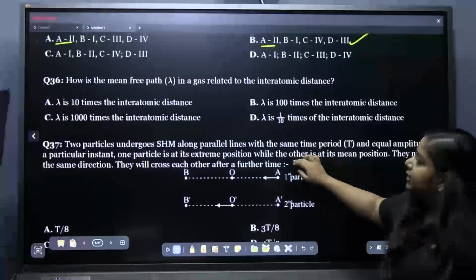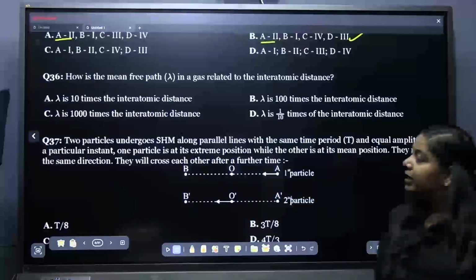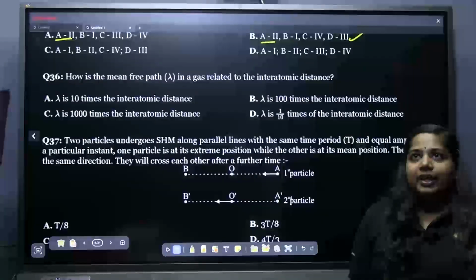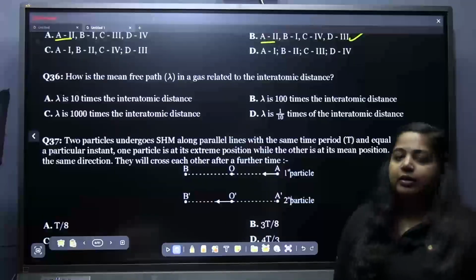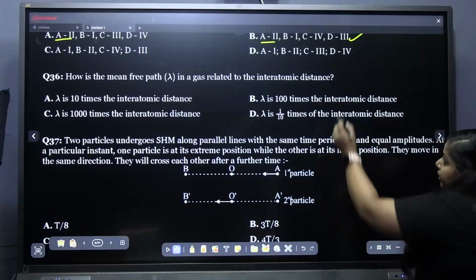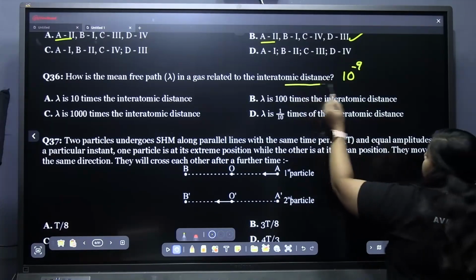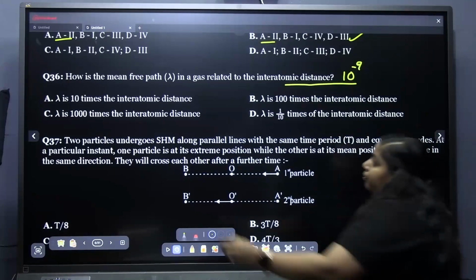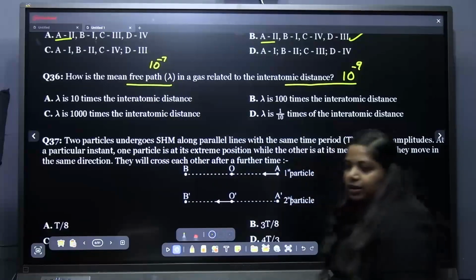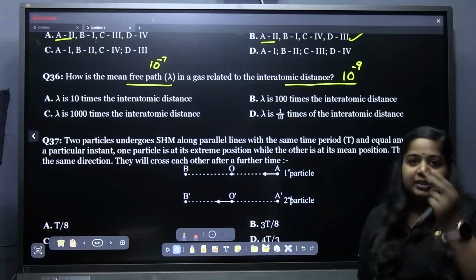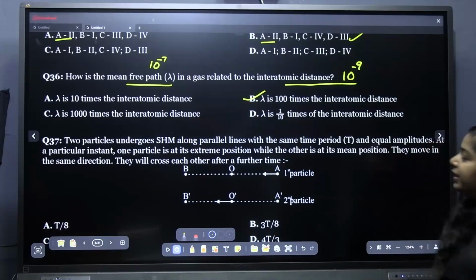Then we will go to question 36. How is mean free path in a gas related to interatomic distance? This is a very conceptual question. There is no formula or anything behind it. Interatomic distance is of the range 10 to the power minus 9, and mean free path is of the order 10 to the power minus 7, so it is almost 100 times more. So the answer is lambda is 100 times the interatomic distance.